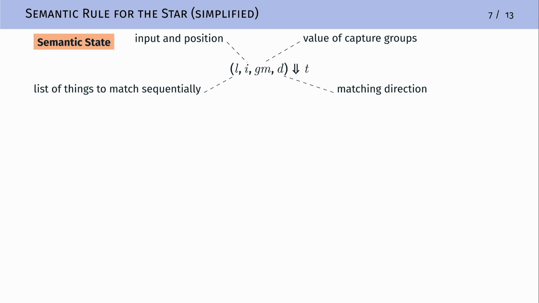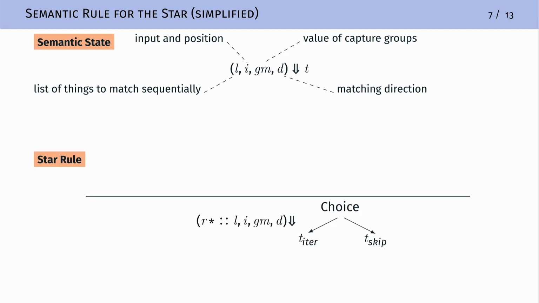We have a value of the capture groups that we will need, and we have a matching direction because, as I told you before, there is one feature that allows you to go backwards. So this can be either forward or backward. And next, we can look at one of our semantic rules, and I suggest looking at the rule for the star. So let's say that in my list of things to match, the first thing in that semantic state, I have r star followed by some other list. We want to also match something after the star, but let's focus on the star.